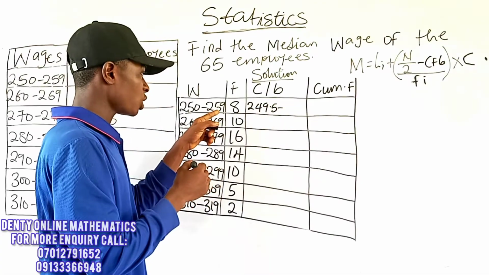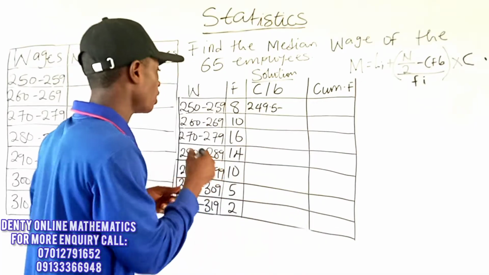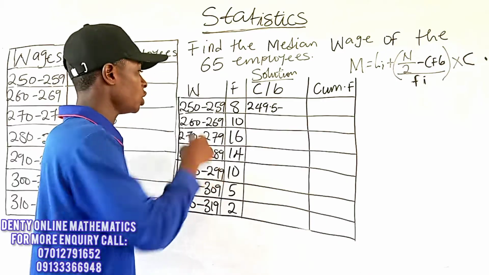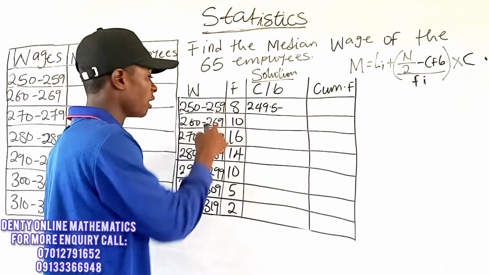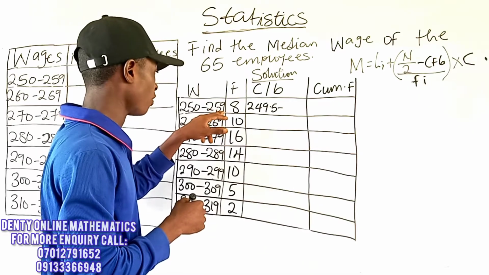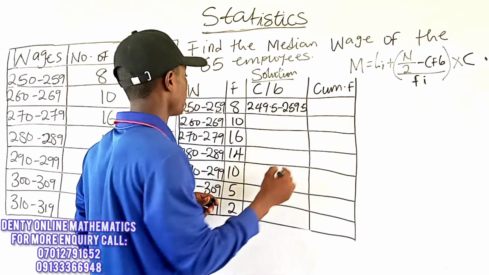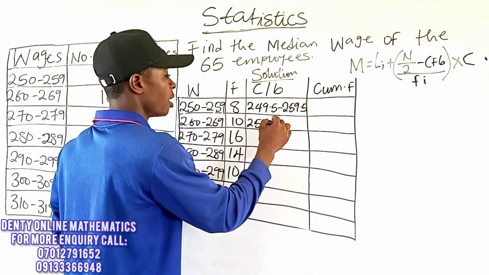Now what you do to this right hand side, that's the upper class limit, you add 0.5. So you subtract, add, subtract, add. You get it? You subtract 0.5, add 0.5, subtract 0.5, add 0.5. So if you add 0.5 to this, you're going to have 259.5.